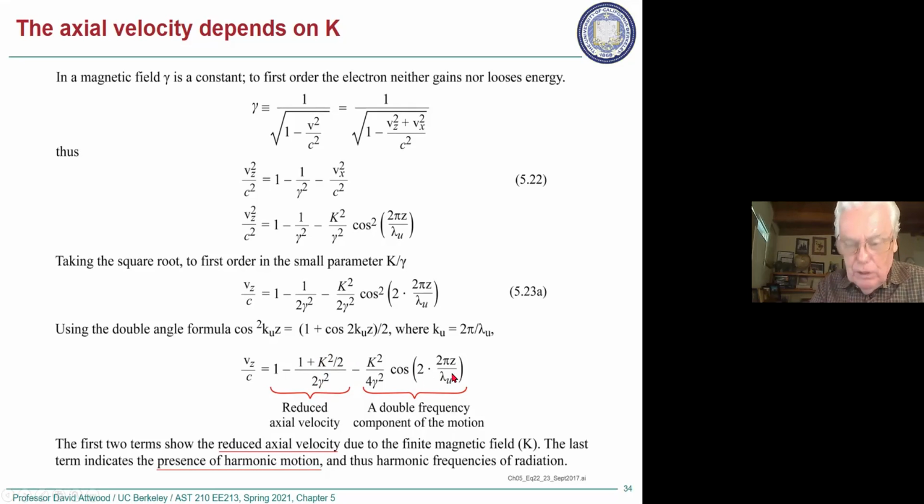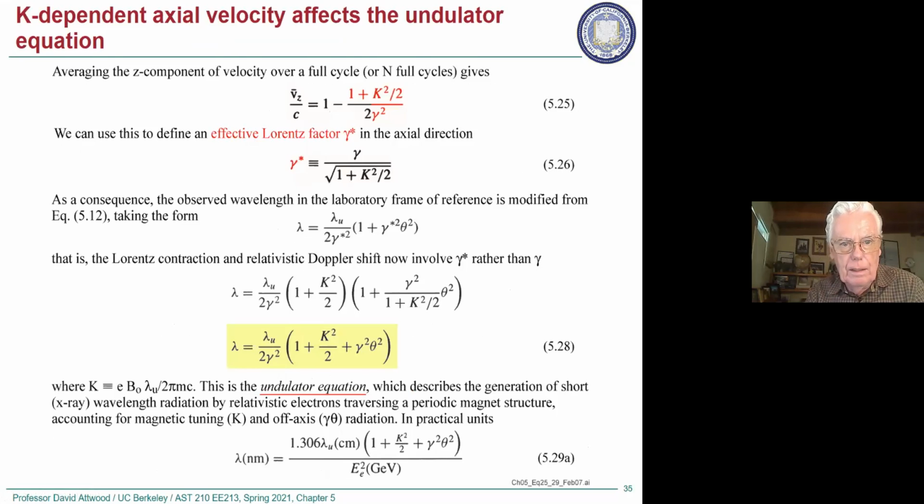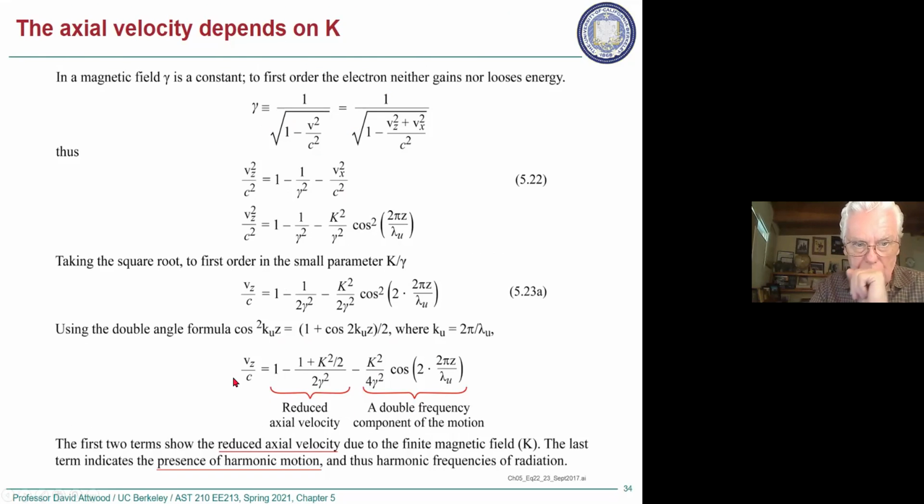The double frequency, I hope, is in the next figure. It's not. Let me do this first. Let's just average over a cycle. If we average over a full cycle, this term is going to go to 0 because we're averaging over a cosine or a sine function. Average over a full cycle, it goes to 0.